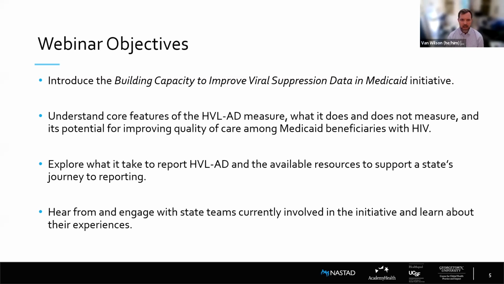We are then going to explore what it takes to report this measure. What data does it take? What available resources are necessary? And what can NASTAD and our team do to help you report this measure? And then finally, we're going to hear from two of our greatly esteemed state colleagues, Joyce and Parker from Iowa and Maryland, respectively, and hear a bit about their journey about reporting this measure.